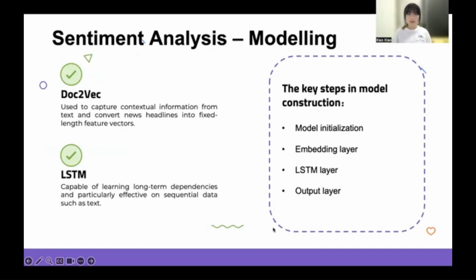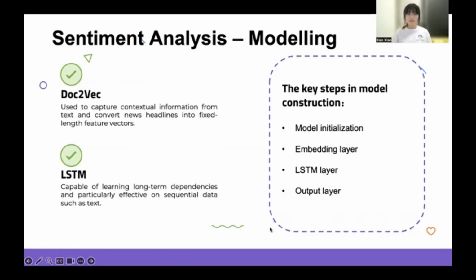In order to classify sentiment from financial news, the project uses the Doc2Vec model to convert the text into the vector representation and then utilizes a long short-term memory network to process the sequence dependencies in the text for the sentiment classification. This combined approach aims to improve the accuracy of classifying the emotional tendencies of financial news headlines.